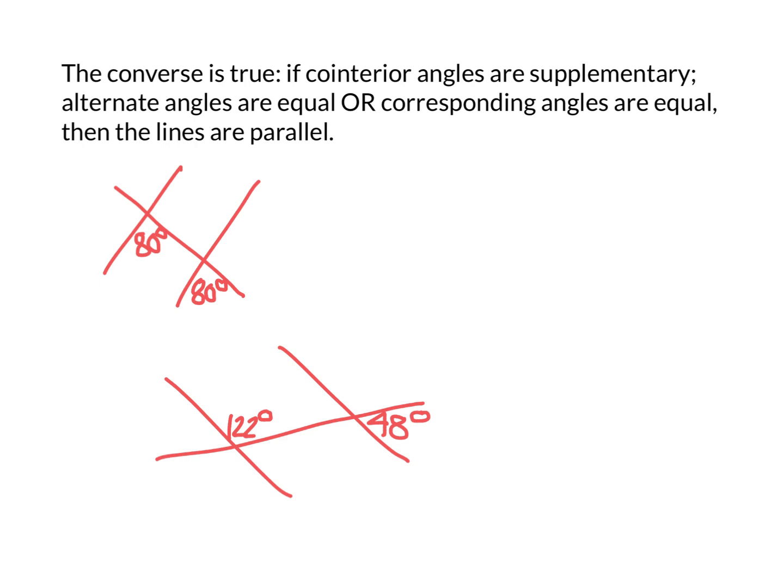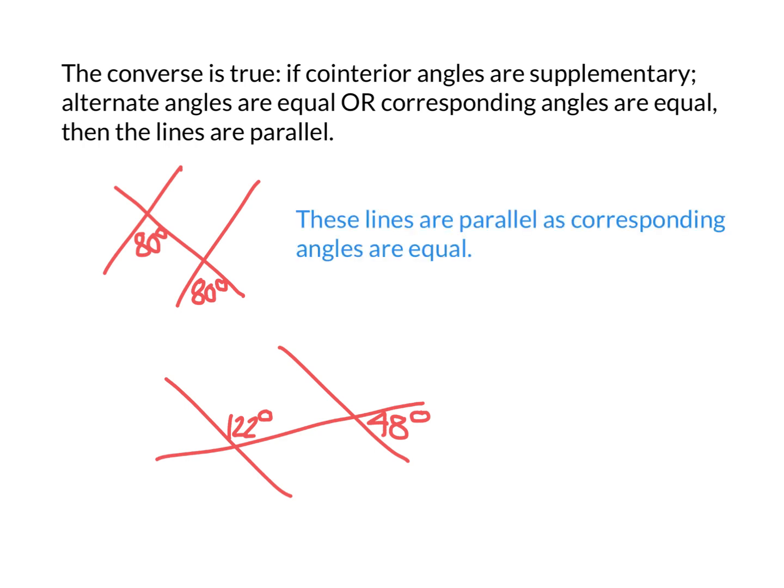So the kind of question you'll get is a diagram like this, and you'll be asked to determine, are these lines parallel? So if you are asked, are these lines parallel, you need to look for a pair of corresponding angles that is equal, a pair of alternate angles that is equal, or a pair of co-interior angles that are supplementary. So here, these two angles are corresponding and they are equal. And this is all we need to say for the reasoning. These lines are parallel as corresponding angles are equal. Because these two angles which are corresponding are also equal, this line and this line must be parallel.